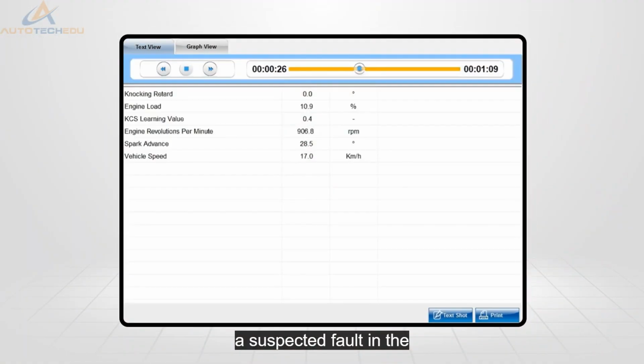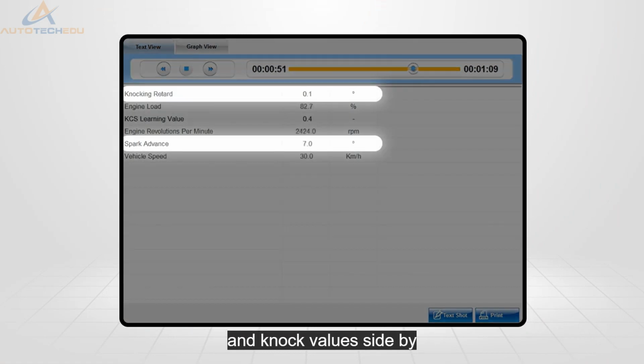If there is a suspected fault in the knock sensor, look at the data and check the spark advance and knock values side by side.